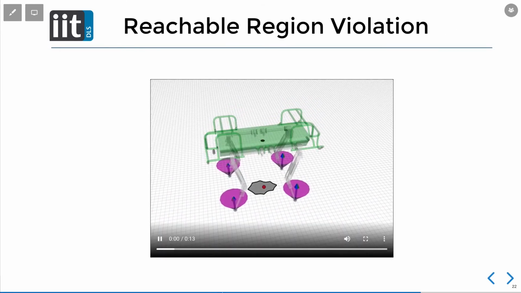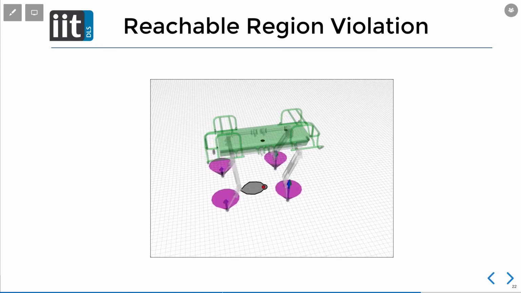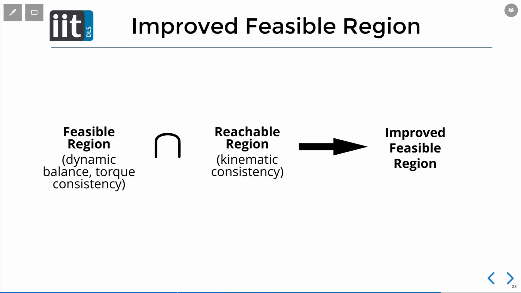And here we can see how when the center of mass reaches the boundary of the region, the kinematic constraints are violated and the robot starts to lose control over the contact forces. Now that we have computed the reachable region, and given that the regions are defined on the same plane, we can get the combination of the two regions by taking the intersection, resulting in the improved feasible region.